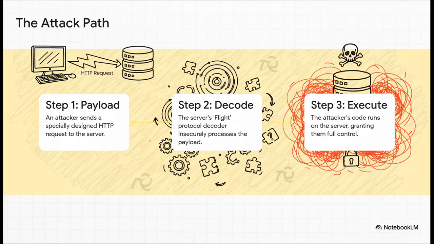The attack path itself is almost deceptively simple. First, the attacker cooks up a specially crafted HTTP request. Second, your server's Flight protocol gets that request, and because of that deserialization flaw, it just processes it like it's a real set of commands. And finally, the attacker's code runs. Game over. They own your server, plain and simple.